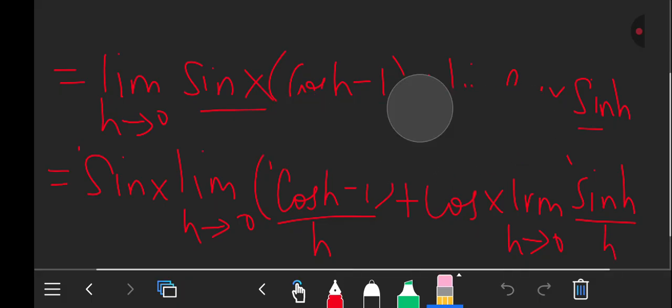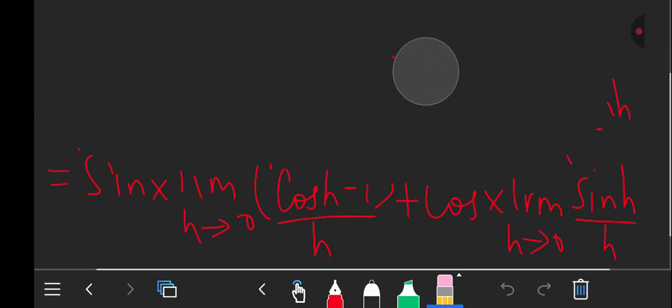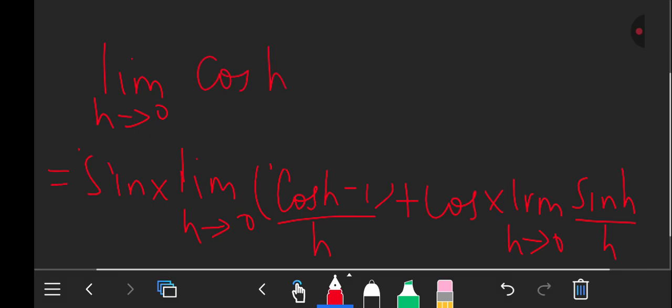I want you to understand something interesting here. You see, when you have limit as h approaches 0, cos h minus 1 over h, this is equal to 0. But when you have limit as h approaches 0, sine h over h, this is equal to 1.